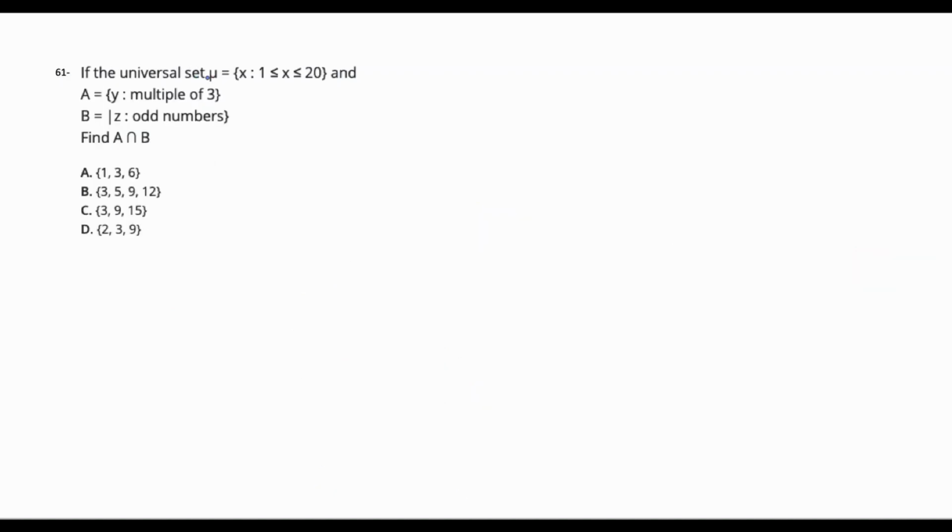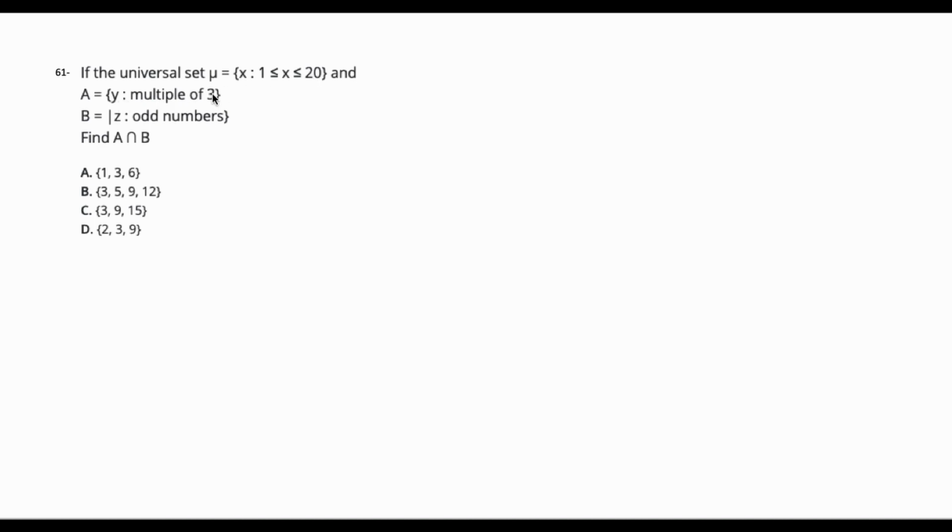Question 61 says if the universal set U is equal to X such that 1 is less than or equal to X and X is less than or equal to 20, and A is equal to Y such that Y is a multiple of 3, and B is equal to Z such that Z are odd numbers, find A intersection B. So the universal set is the numbers from 1 to 20, including them, because we are told that 1 is less than or equal to X, and X is also less than or equal to 20. So that's from 1 to 20.